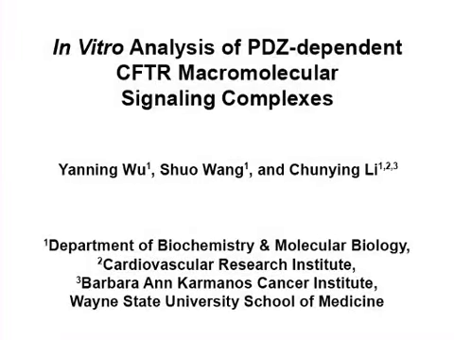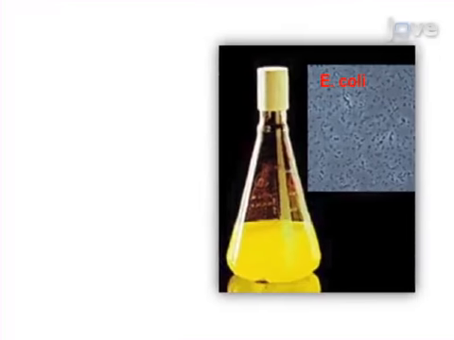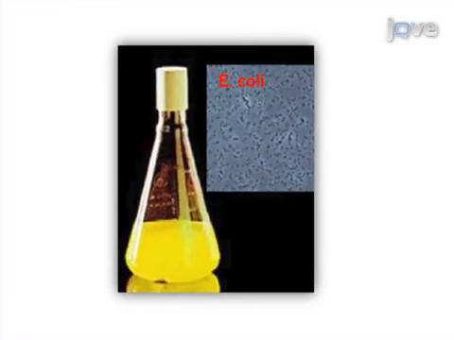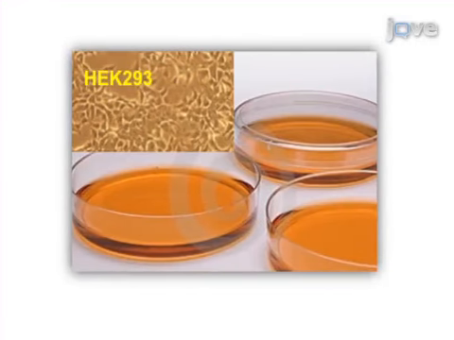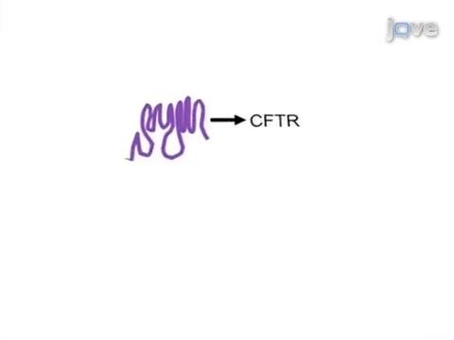The overall goal of this procedure is to assemble a PDZ-dependent cystic fibrosis transmembrane conductance regulator, or CFTR, macromolecular signaling complex in vitro. To do this, the recombinant tagged fusion proteins are expressed in bacteria and purified. Next, cell lysates are obtained from cultures that express CFTR or CFTR binding proteins.